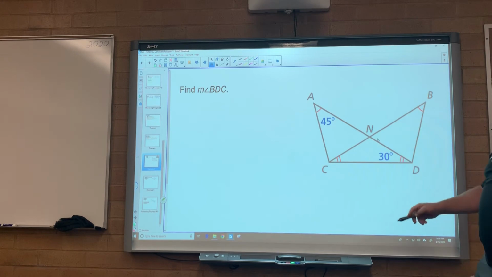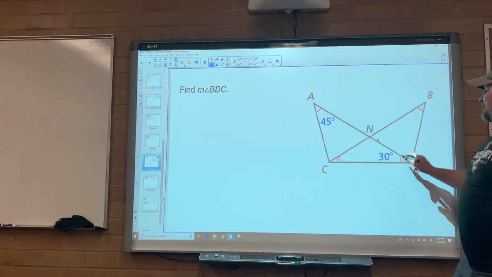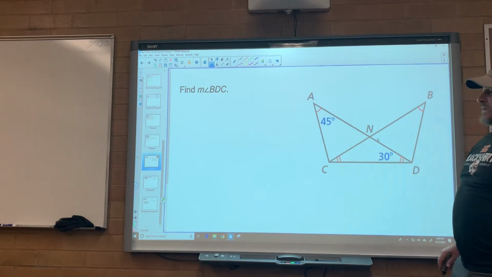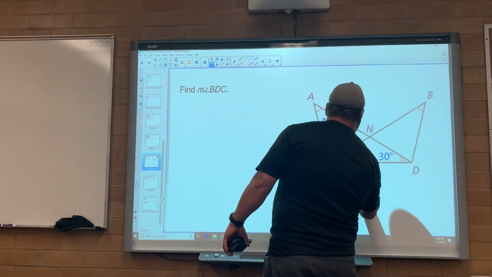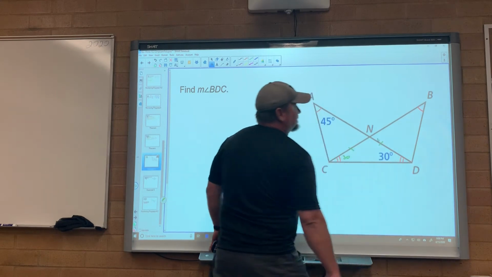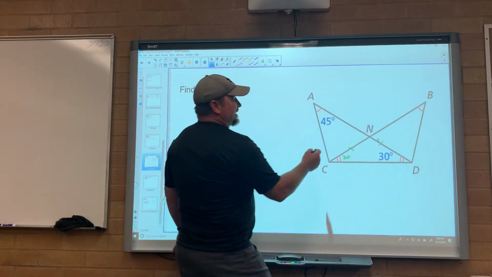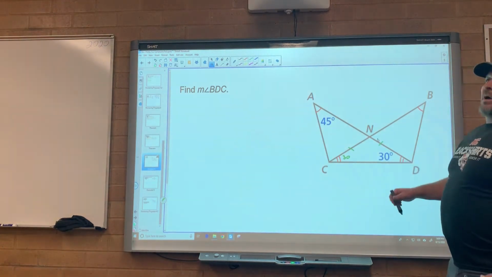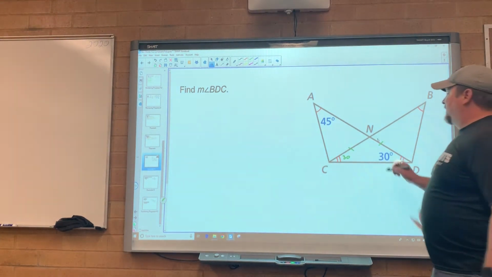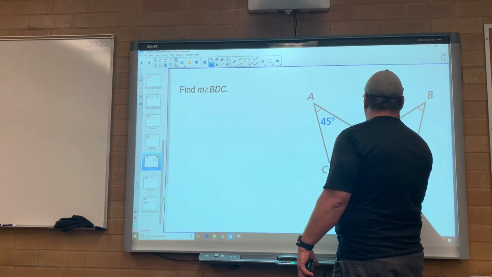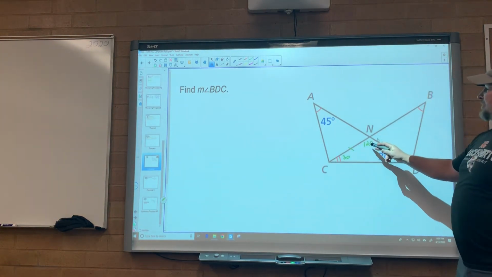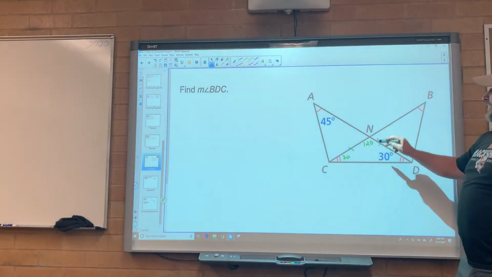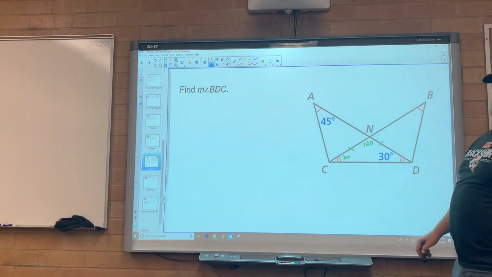So we're going to talk about a couple things. I know that this triangle on the bottom is isosceles because I have two congruent angles. If I have two congruent angles, then I have two congruent sides. Well, that's 30 and 30, that adds up to 60. 180 minus 60 is 120. So if that angle is 120, this is a straight line going from here to here, then this angle has to be 60.